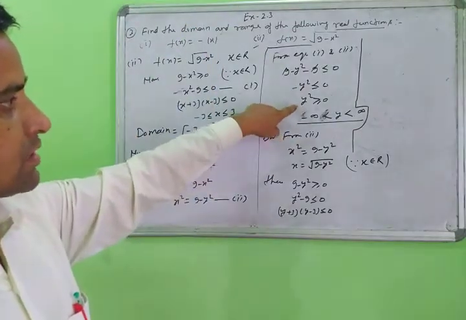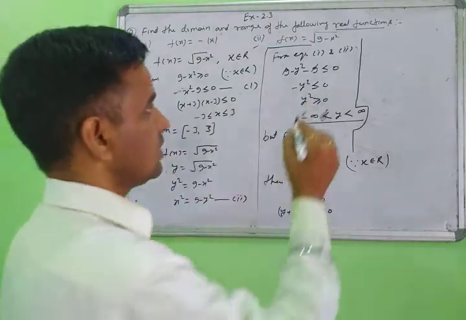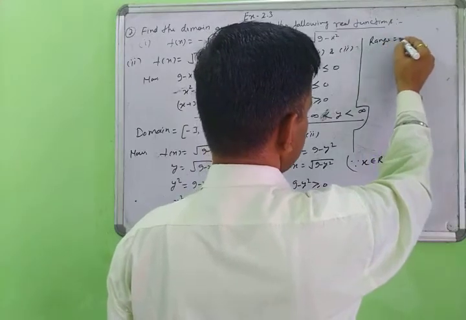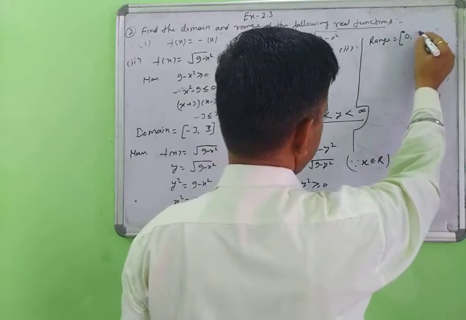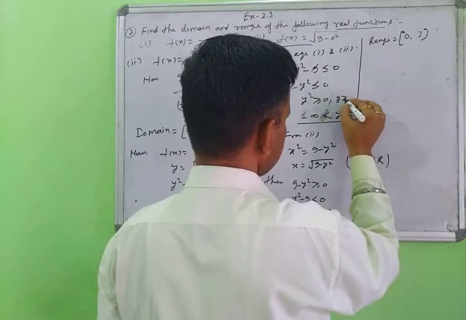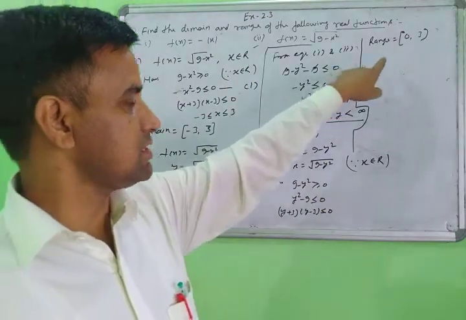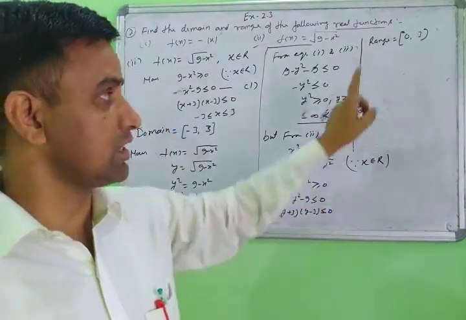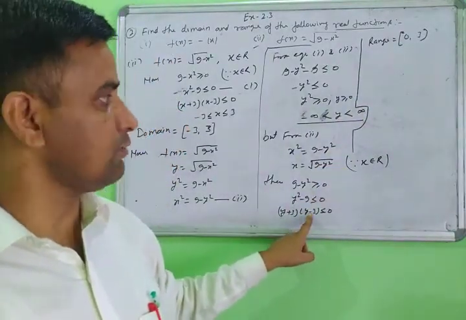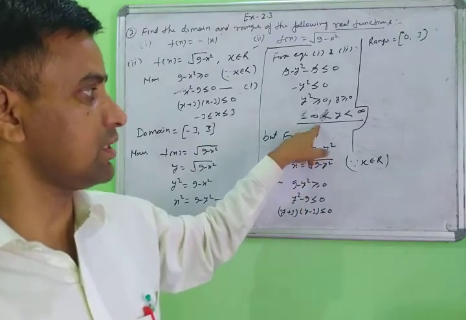But the range here always comes greater than or equal to 0. Why does it always come greater than 0? It means your range will be considered 0 to 3, because in this, y square is greater than 0, so y is also greater than or equal to 0. That means the range values are 0 to 3, not including the negative value in the range. The negative value counts in the codomain, but not in the range.